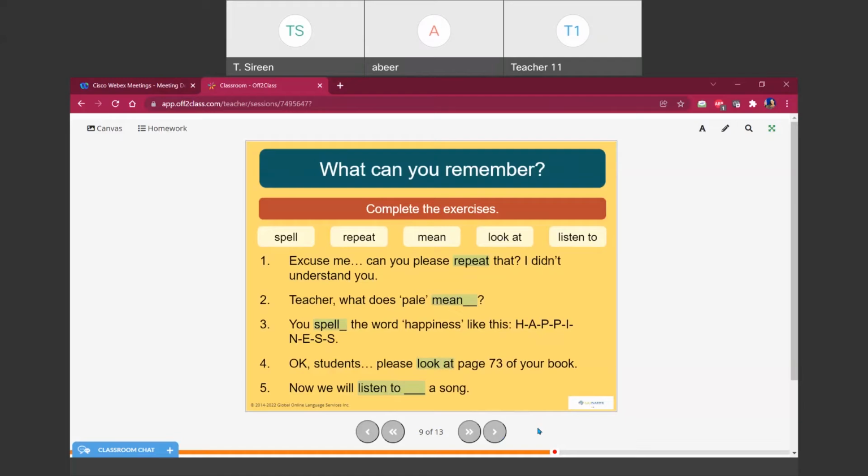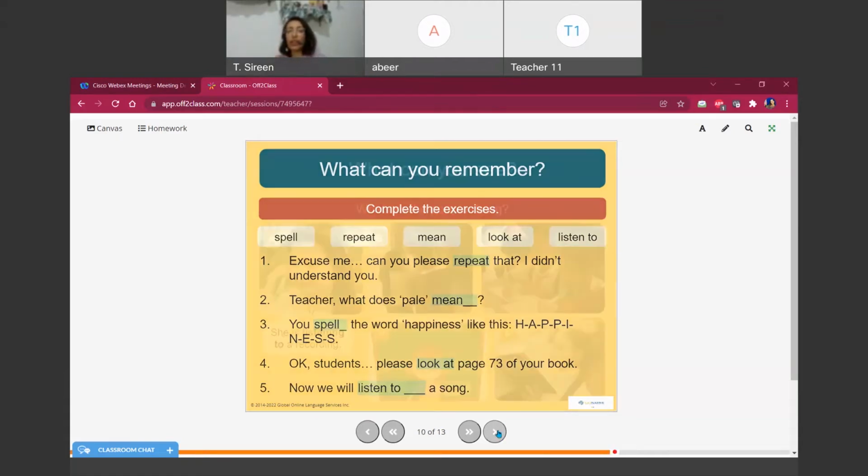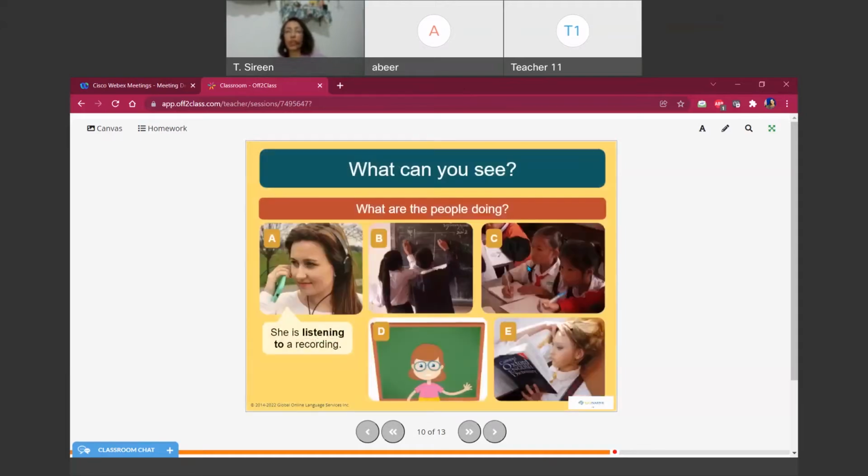Okay. So the most useful verbs that we use all the time with students are repeat, mean, spell, look, and listen also. Let's continue. In here, what can you see? What are the people doing in these pictures? For example, A, she is listening to a recording. What about B? What are these students doing? She is listening to a recording.